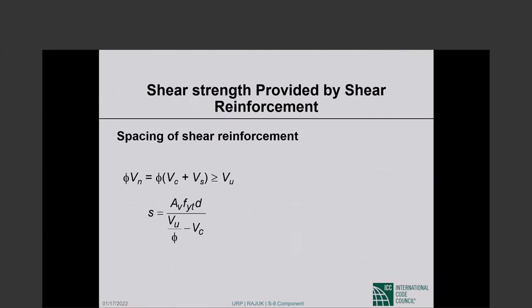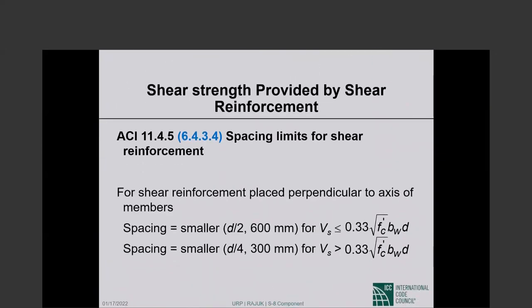So phi times V sub n, which is phi times V sub C plus V sub S, has to be larger than or equal to V sub U. That tells you the spacing you need of the shear reinforcement. These things I think are familiar to most.